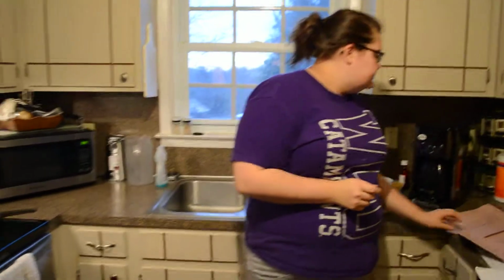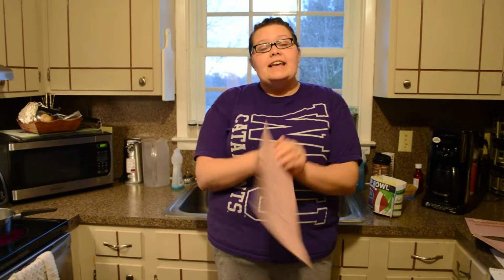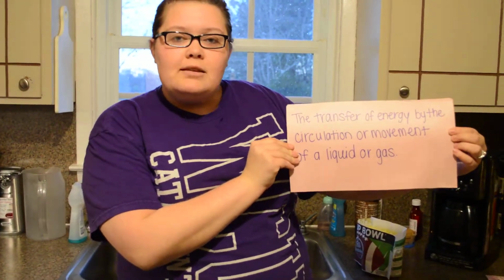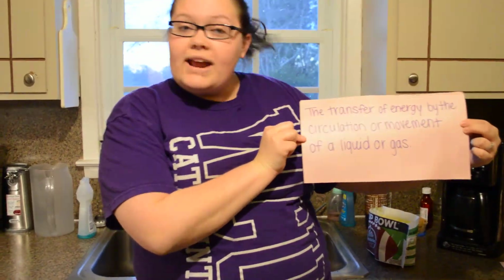Then secondly, we talked about convection. Convection is the transfer of energy by the circulation and movement of a liquid or a gas. So here we had our pot of boiling water, which is a liquid, and the cold water, which is less dense, floated to the bottom and is warmed up and then flowed to the top and then got cooled off and flowed to the bottom and then got warmed up and flowed to the top. That is convection, the circulation and the movement.